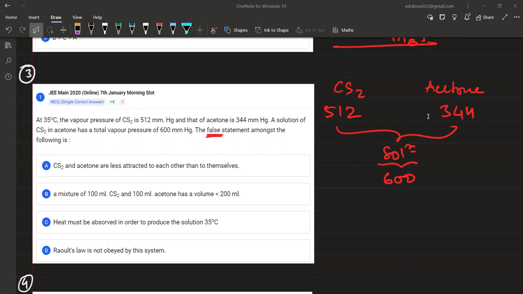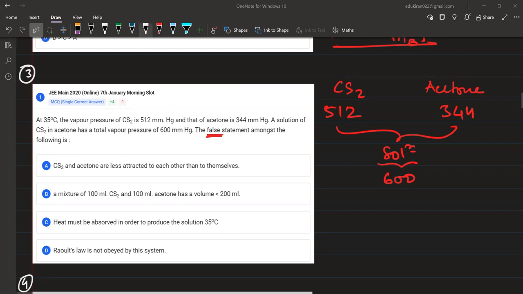First of all, think in terms of if the pressure is higher. Yes, Priya, correct. Very good, Priya. So think about interactions, hai na? Will CS2 and acetone attract each other or repel, meaning attract less? And after that you can look at everything else here.